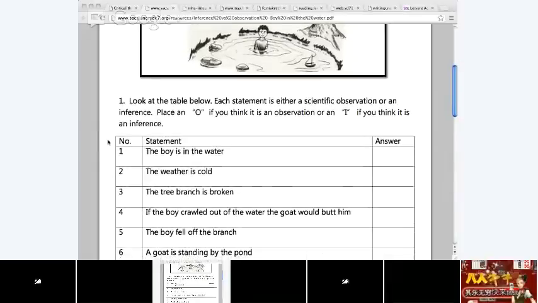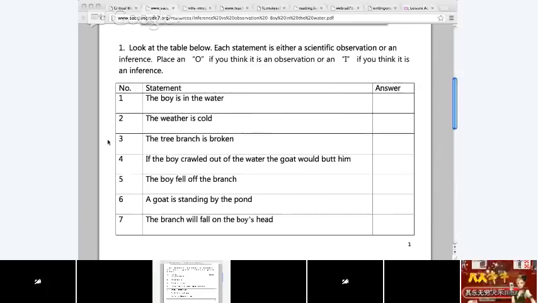Okay. Now let's not look at the picture. Let's see if we can tell the difference between an observation and an inference. So without looking at the picture, let's see if we can tell the difference between an observation statement and an inference statement. Okay, so let's see. Number three, the tree branch is broken. Observation, perfect. How can you tell?